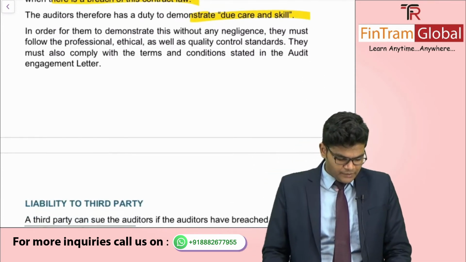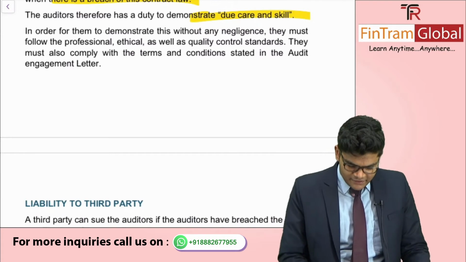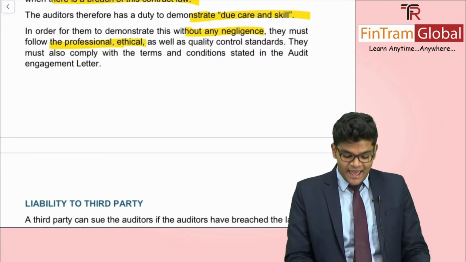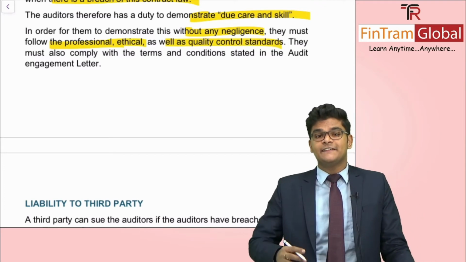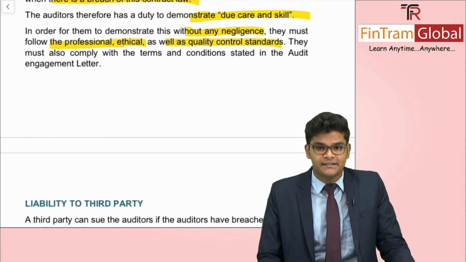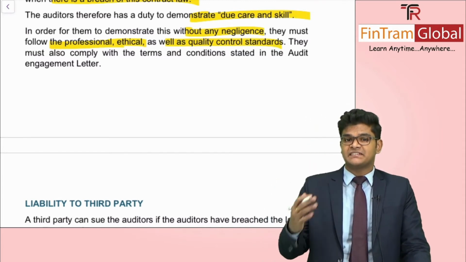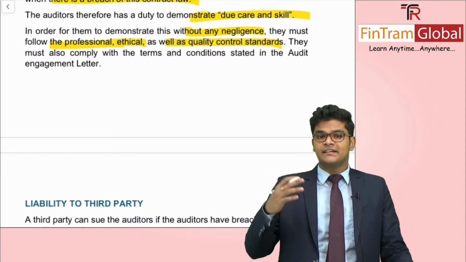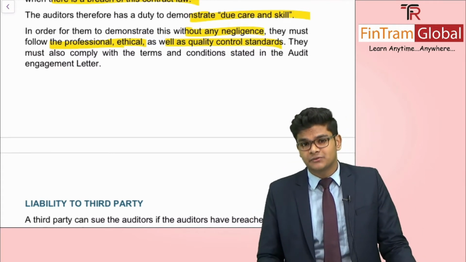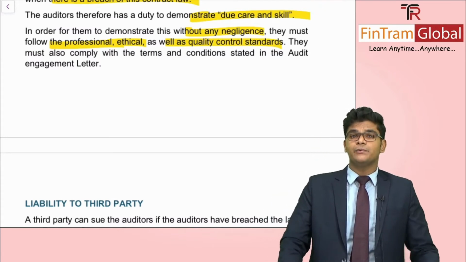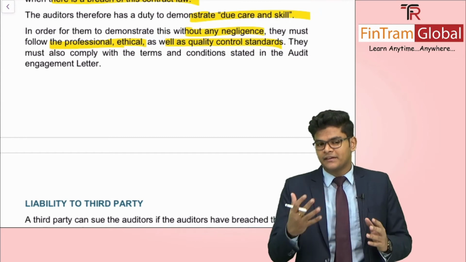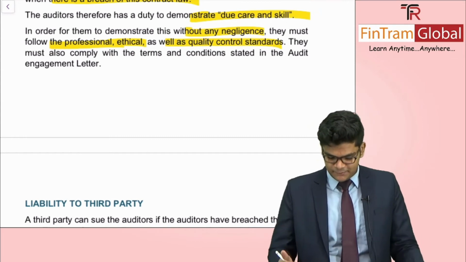Moving on. In order for them to demonstrate this without any negligence, they must follow the professional, ethical as well as quality control standards. That's the best precaution we can take against such professional liabilities, isn't it? We should always comply with all the professional standards, audit standards, accounting standards, as well as the ethical standards and quality control standards, just to make sure that we are providing a highly competent service to the particular audit client that we are trying to audit.